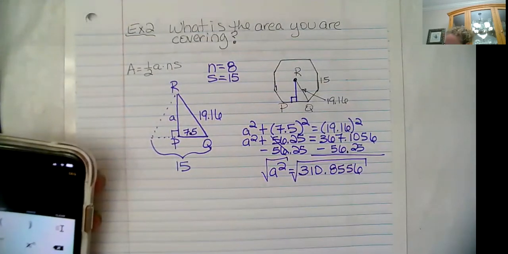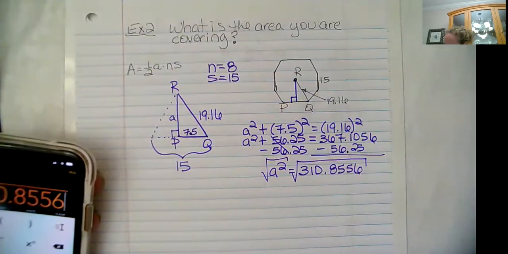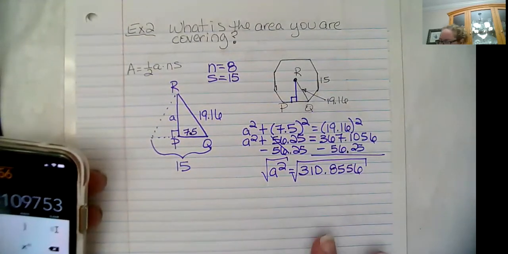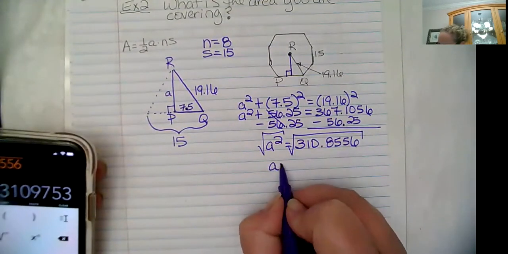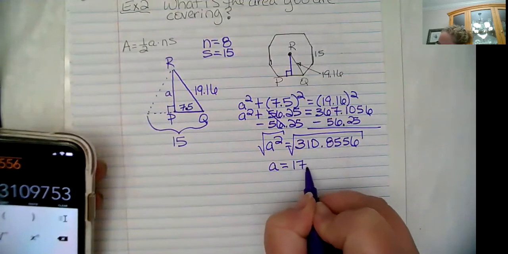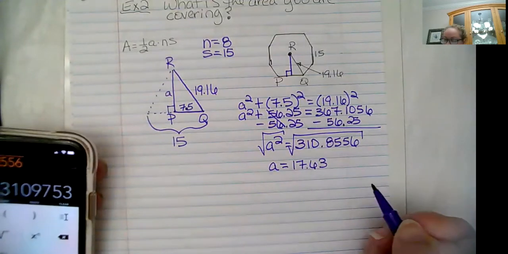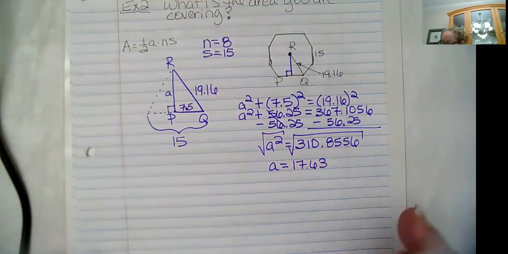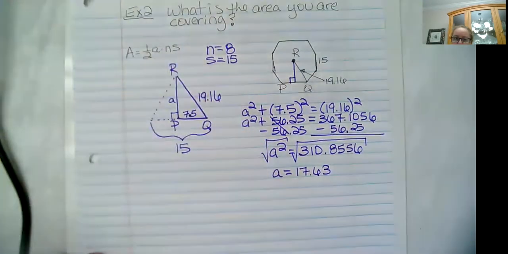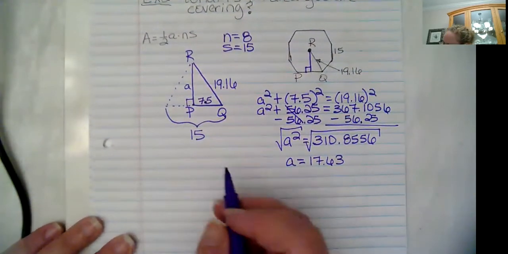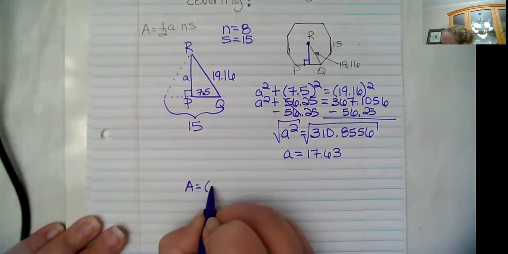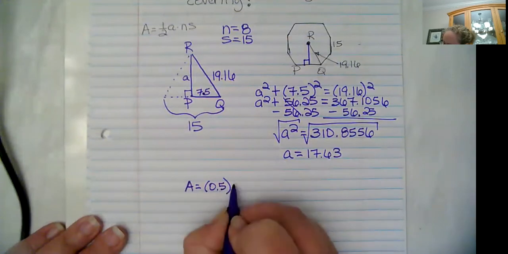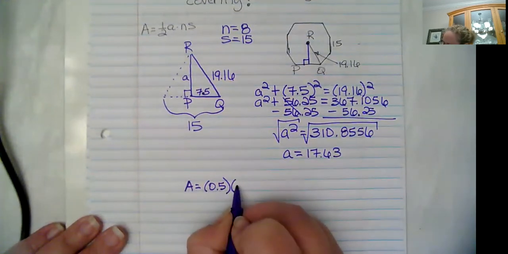We're going to take the square root of 310.8556. Using all the numbers, that way the rounding won't affect it as much. So the A comes out to be 17.63. So that's our apothem. So now we have all of our pieces of information that we need to find the area. Now we can plug it into our formula. A is equal to, instead of half, I'm going to use a decimal, so 0.5 times our apothem that we just figured out.